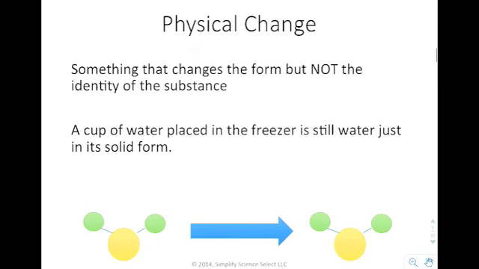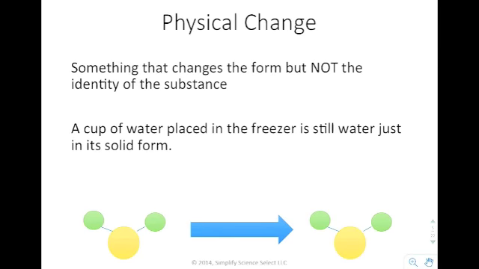Next, we have the physical change. A physical change is something that changes the form but not the identity of the substance. So if you take a cup of water and place it in the freezer, it's still water. It's just in a solid form. But the molecules haven't rearranged. You can just simply take it out of the freezer and it restores itself to water.